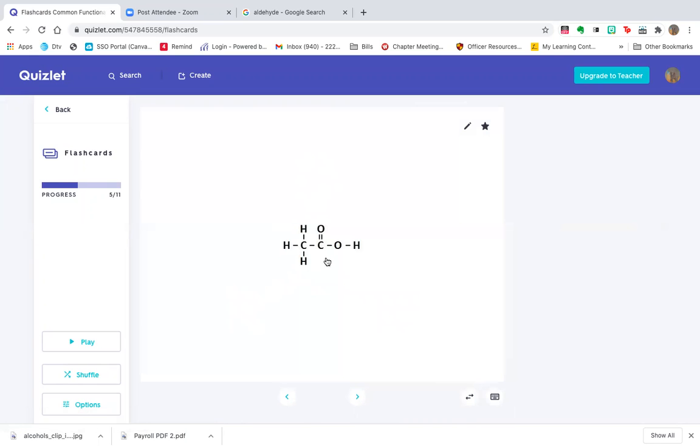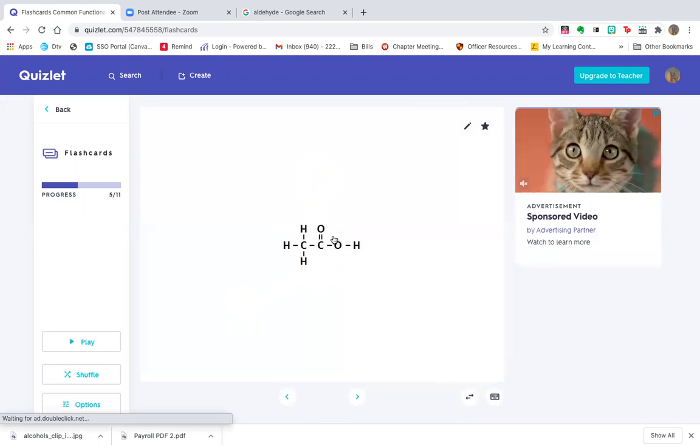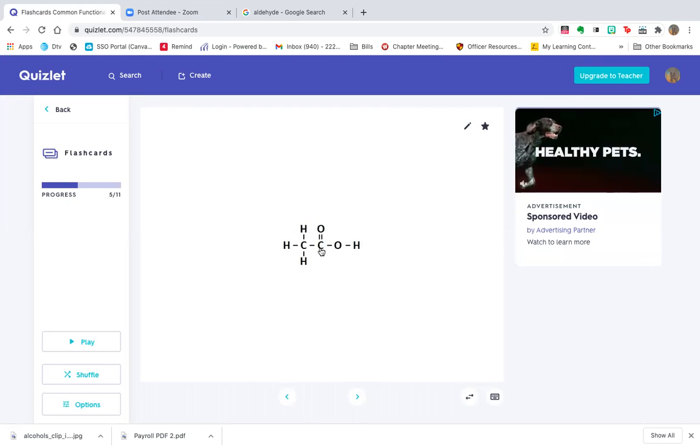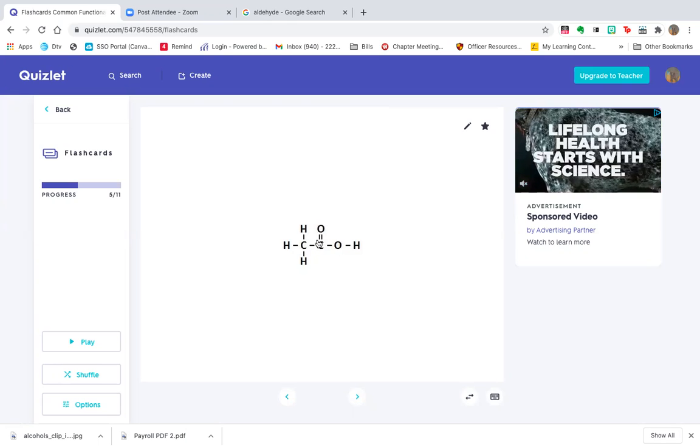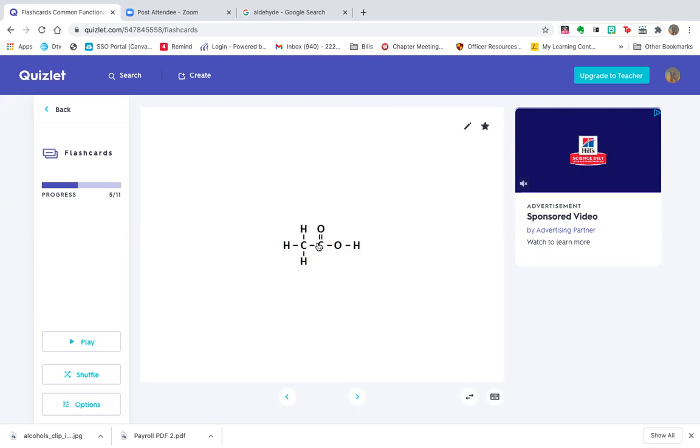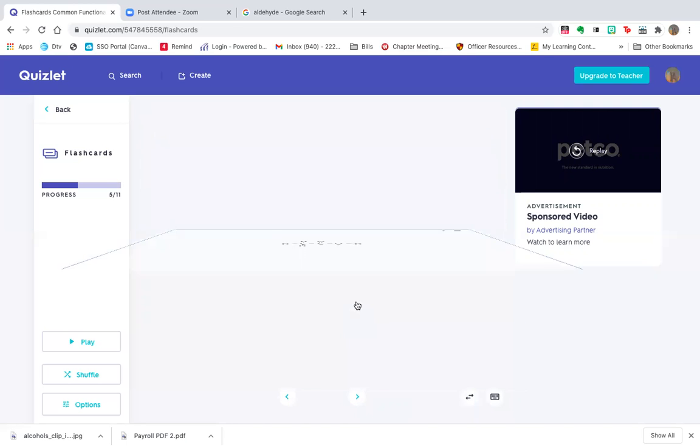All right, what do we have here? So here we have, it's a terminal carbon, but it's not bonded to an H. It's not bonded to hydrogen. It's bonded to an oxygen, then bonded to a hydrogen, and then it's double bonded to another oxygen. So we know it's not an aldehyde because an aldehyde wouldn't have this oxygen here. It would just be a hydrogen, and that would be it. So would it be an alcohol? Alcohol? No, this is the carboxylic acid.